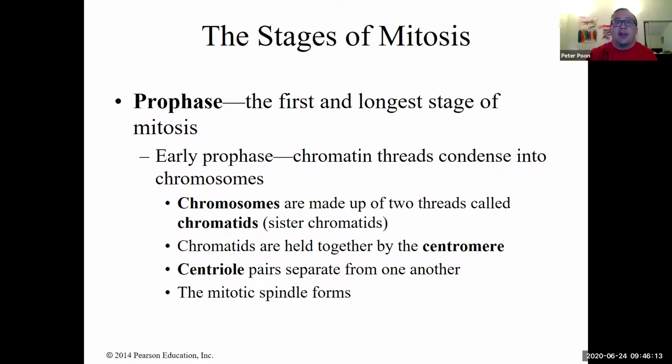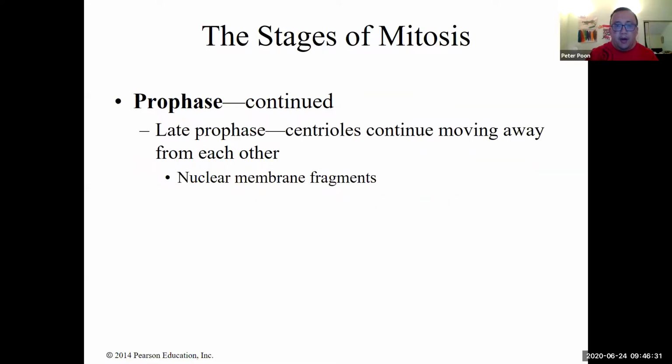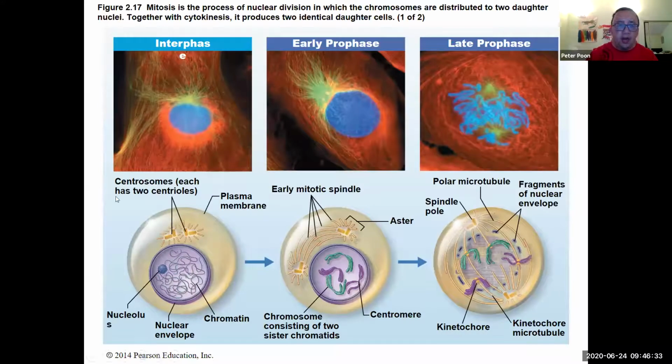The first stage of mitosis is prophase. Prophase is the first and longest stage of mitosis. So let's look at prophase. What I'd like to show is how things change. If you look from here to there, this is the pictures and this is the model. Here you have interphase, here you have early prophase.